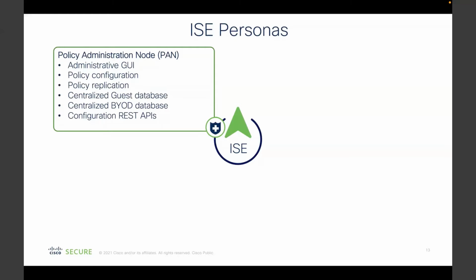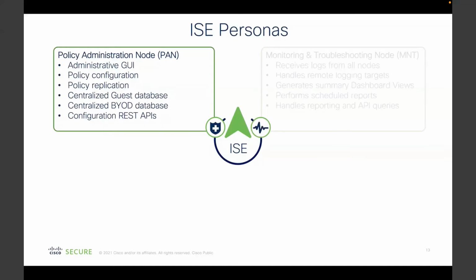And the policy administration node also maintains a centralized database for guest and BYOD registrations, as well as it's the place that you would connect to do any kind of REST API configuration for automation and things like that.